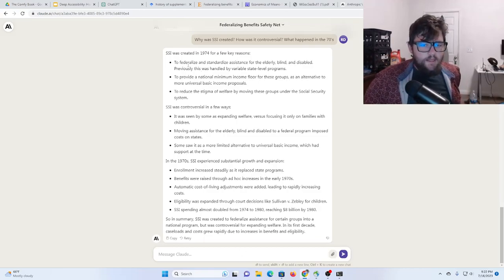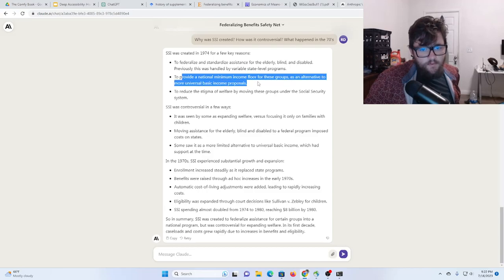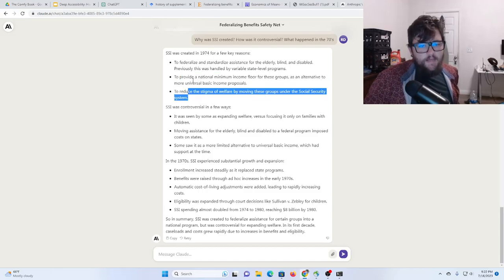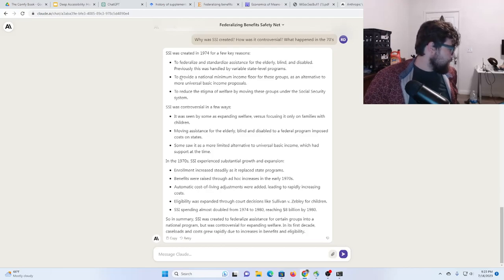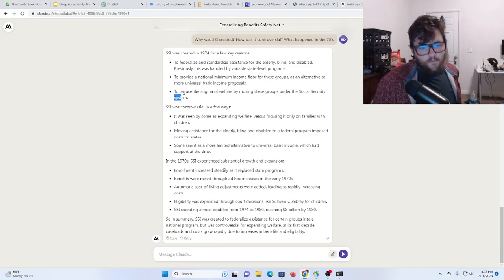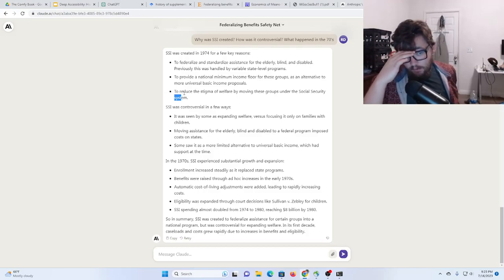Okay, so it says SSI was created in 1974. Okay, so that's when it was created. Federalize and standardize assistance for the elderly, blind, and disabled. National minimum floor for these groups, so those specific groups. So it's kind of like a universal basic income for those specific groups. Reduce the stigma, but it's not really though. I wonder, if we had universal basic income, would that act in the same way of work disincentives that SSI does? That's an interesting question.